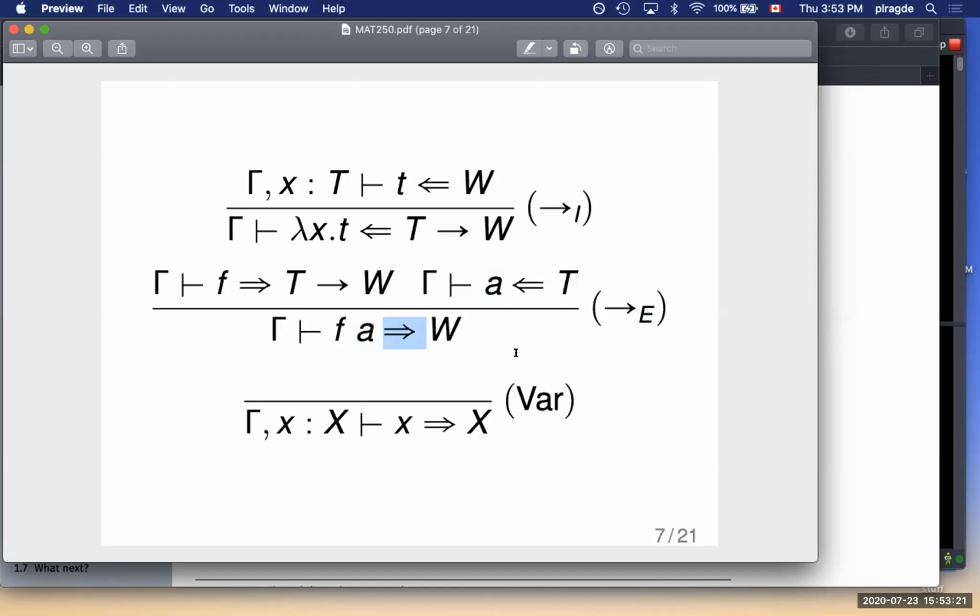Question. Yes. Why, in the context for the line above, is F such that type F goes from T to W? Why is that to the right of the turnstile? That's a part of the context, right? No? So shouldn't that be to the left of the turnstile with the gamma?